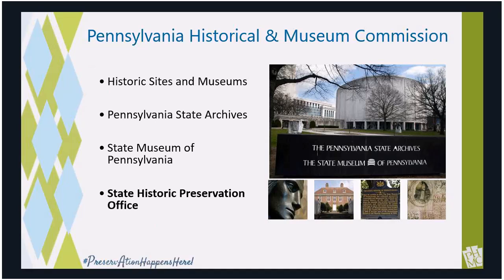For those who are not familiar with us, I'll spend a few minutes to introduce you to the Pennsylvania Historical and Museum Commission. We are the official agency in the Commonwealth that deals with history and cultural resources. We're divided into different bureaus: the Bureau for Sites and Museums, the State Archives, and of course the State Museum Building, which you might be familiar with in Harrisburg. The Keystone Grant Program is housed within the Pennsylvania State Historic Preservation Office.